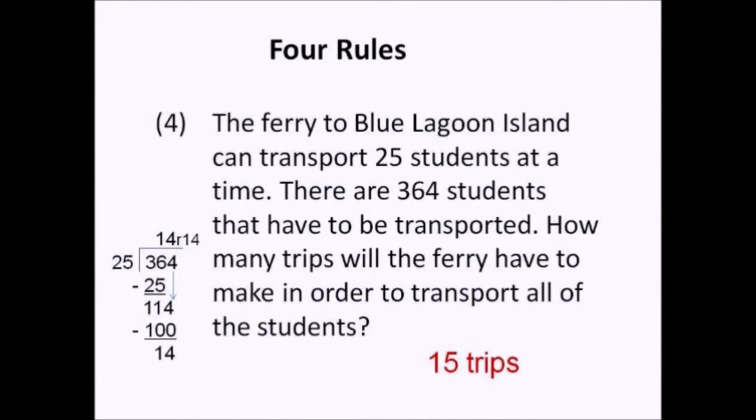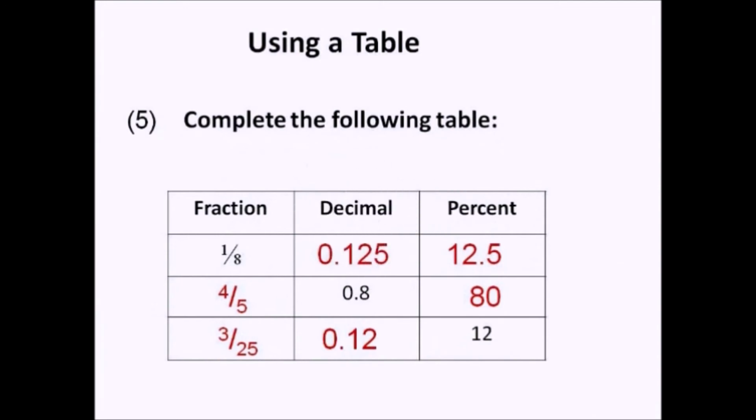Number 4, you have to divide, guys. 364 divided by 25, and you got 14, remainder 14. Now, why would it be 15? Because you have 14 persons remaining, so you have to make another trip. Okay, so it's 15 trips, not 14, to take everyone. Let's move on. Using a table, complete the following table.